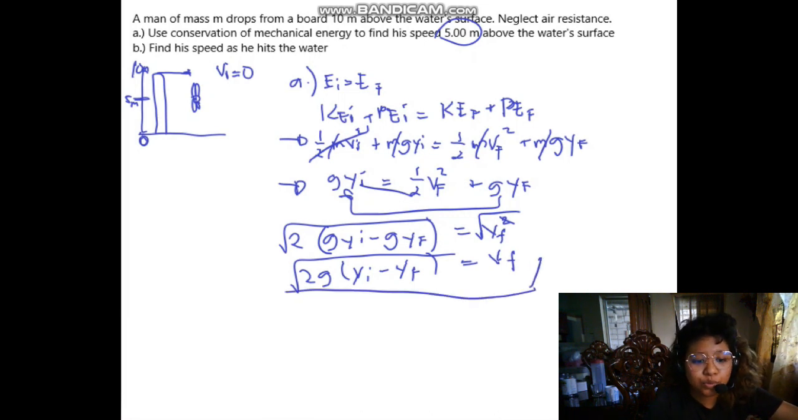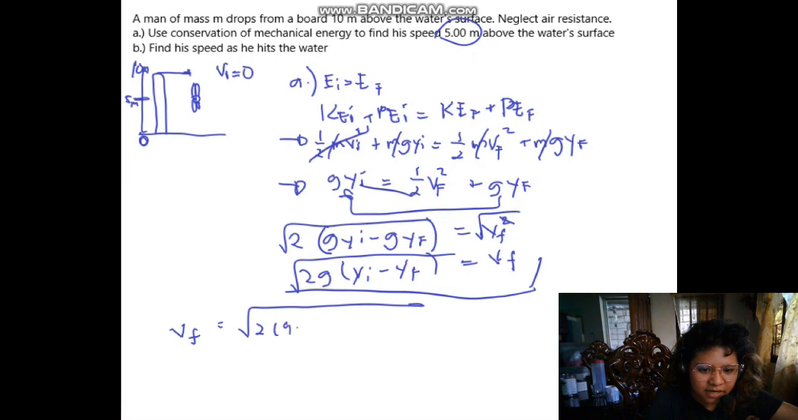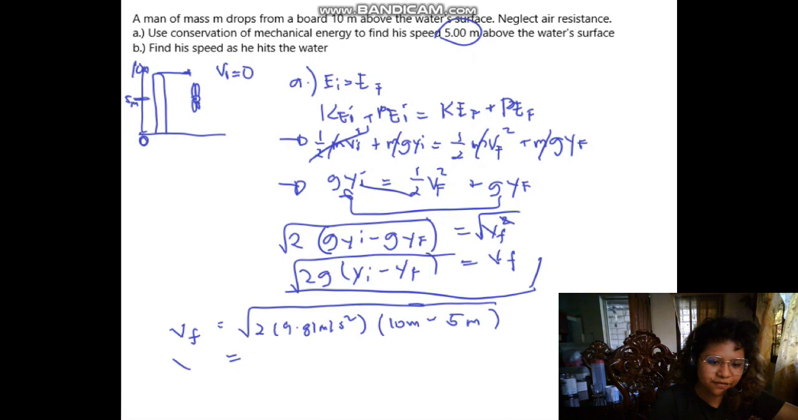So, we're simply going to substitute. Final velocity is equal to the square root of 2g, where gravity is 9.81 meters per second squared, multiplied by the initial position minus the final position: 10 meters minus 5 meters. When we compute all of that, we get a final velocity of 9.9 meters per second. And that is the answer for letter A.